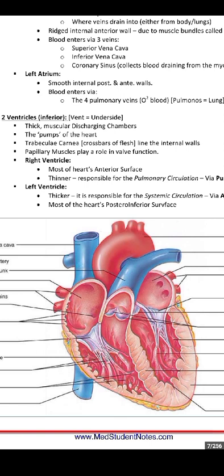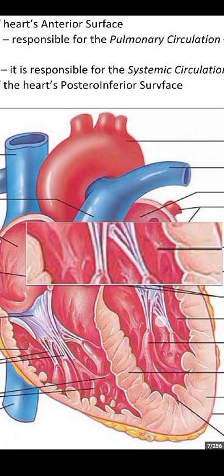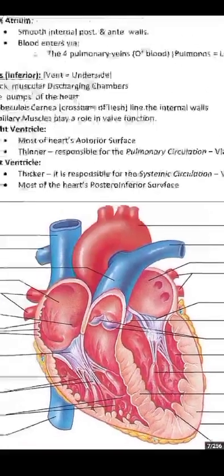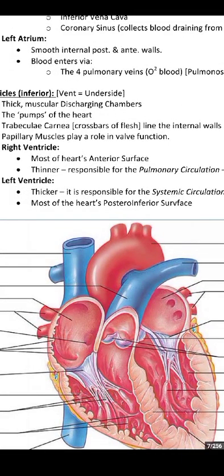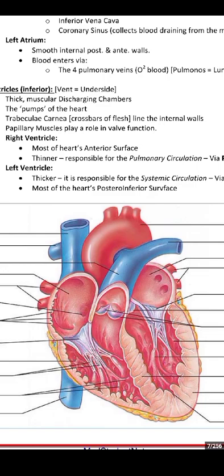Next is trabeculae carneae, meaning crossbars of flesh lining the internal walls. What is trabeculae carneae? It is the inside wall of the ventricles. As you can see at this point, this is the inside of the ventricle, and this is the outer layer of the myocardium. Inside of the myocardium is where the ventricles are. So inside the myocardium, there is a wall, and the wall is called trabeculae carneae. They are the crossbars of flesh lining the internal walls of the ventricles.